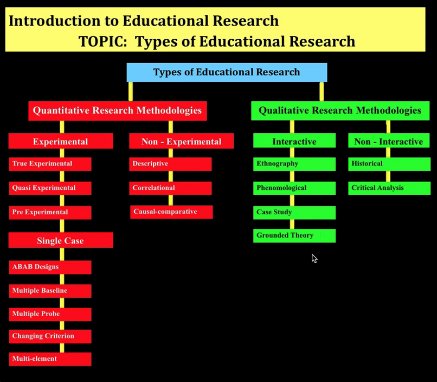Okay, well, that's a really quick, probably confusing overview, but the idea here is just to get a sense that there is a whole lot of different types of research and many different ways of examining a particular question or problem. And there are two distinct paradigms. There are the quantitative research methodologies, and there are the qualitative research methodologies.